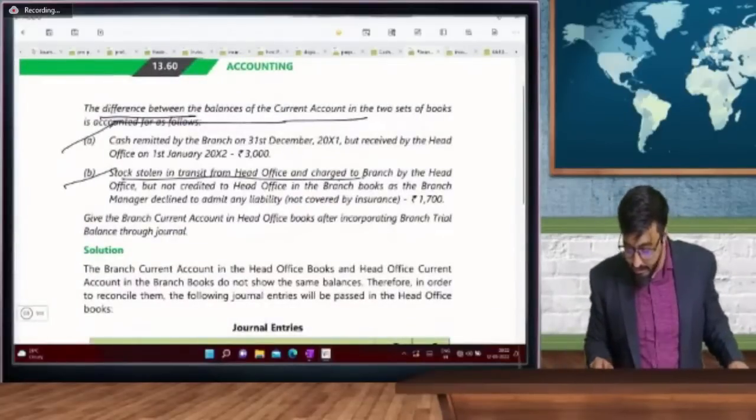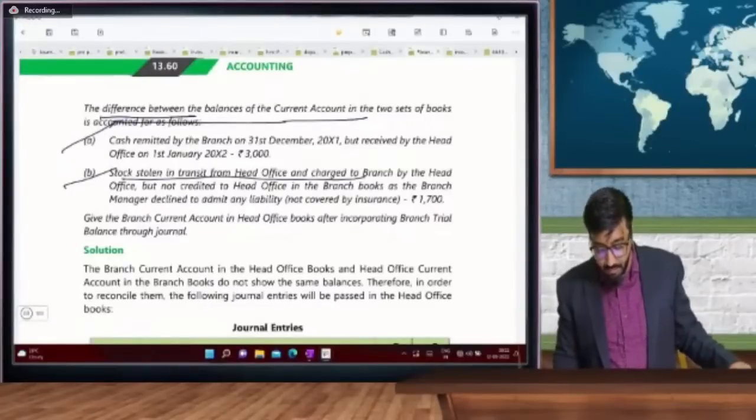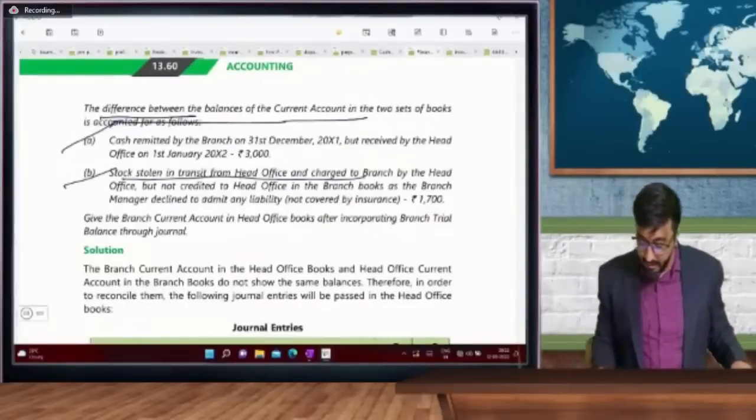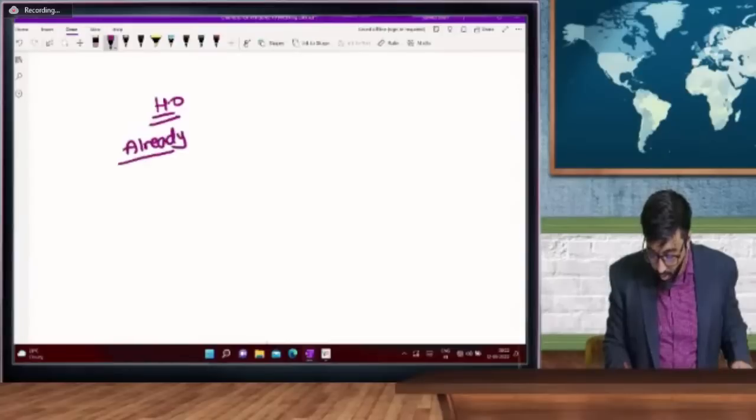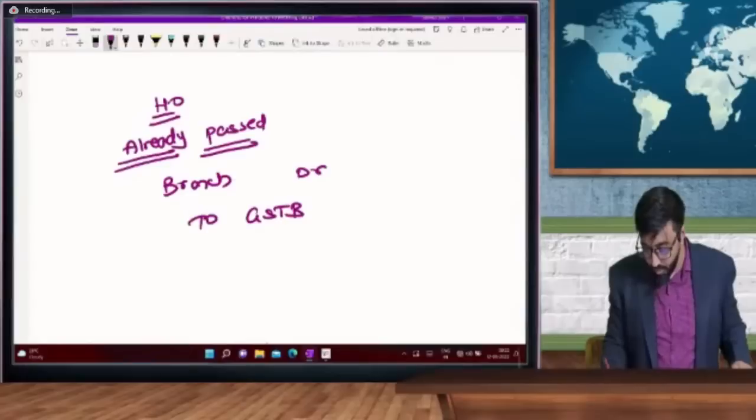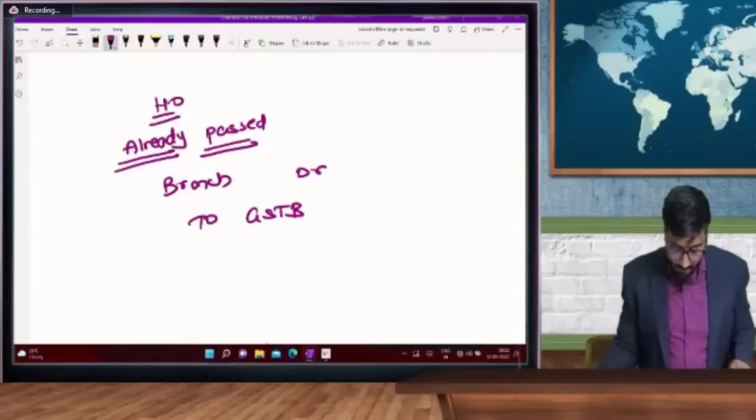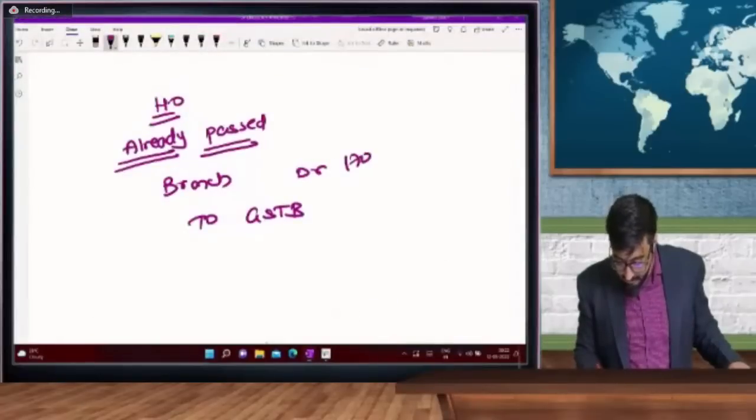Stock stolen in transit from head office was charged to the branch by head office, but not credited to head office in the branch books, as the branch manager declined to admit any liability. See, now what is the entry that head office passed? You can write the entry on the question itself. Already passed. What is the entry? Branch account debit to GSTB, goods sent to branch. Very good. Already passed the 1700 entry.